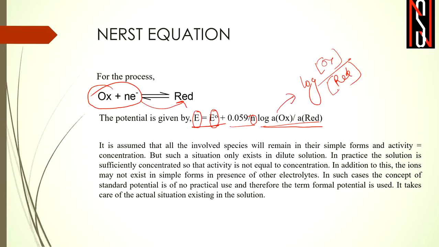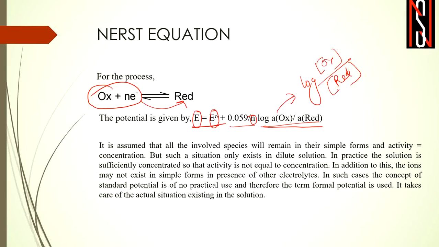Okay, তাছাড়াও যেগুলো হতে পারে যে মেবি the ions may not exist in simple forms in presence of other electrolytes. Maybe there can be complex formation, maybe there can be the chance of precipitation also. So therefore the actual concentration can be different from the ideal.